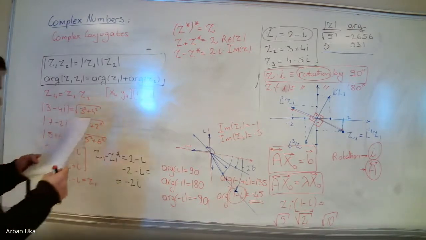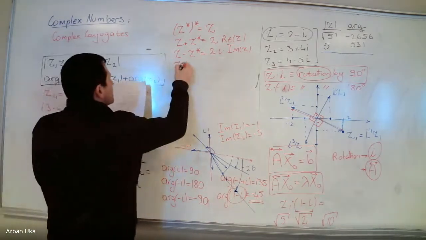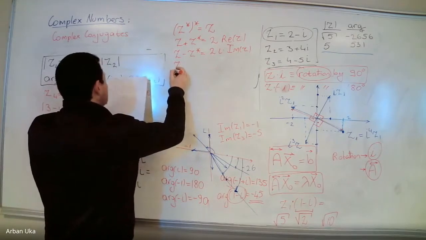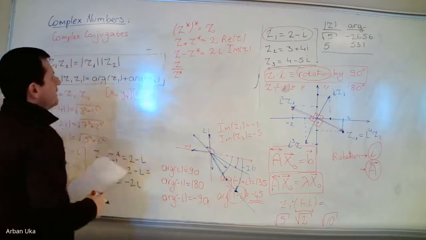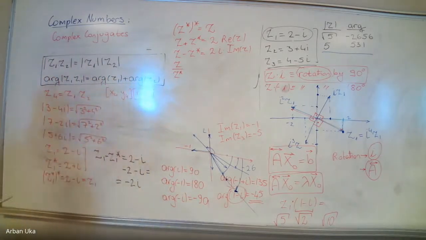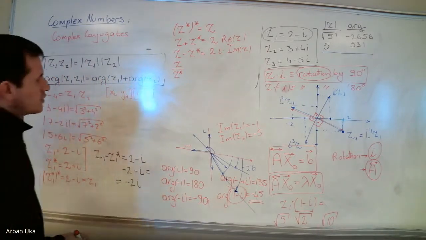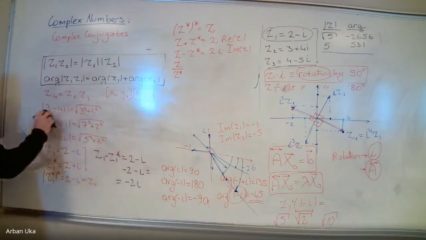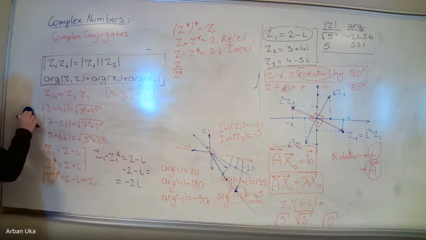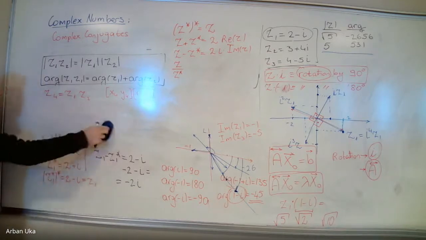And then another property is the following. Z divided by Z complex conjugate. Now, what could be the answer? I want to ask you regarding this. These are just some short warm-up exercises, so let me erase this here.